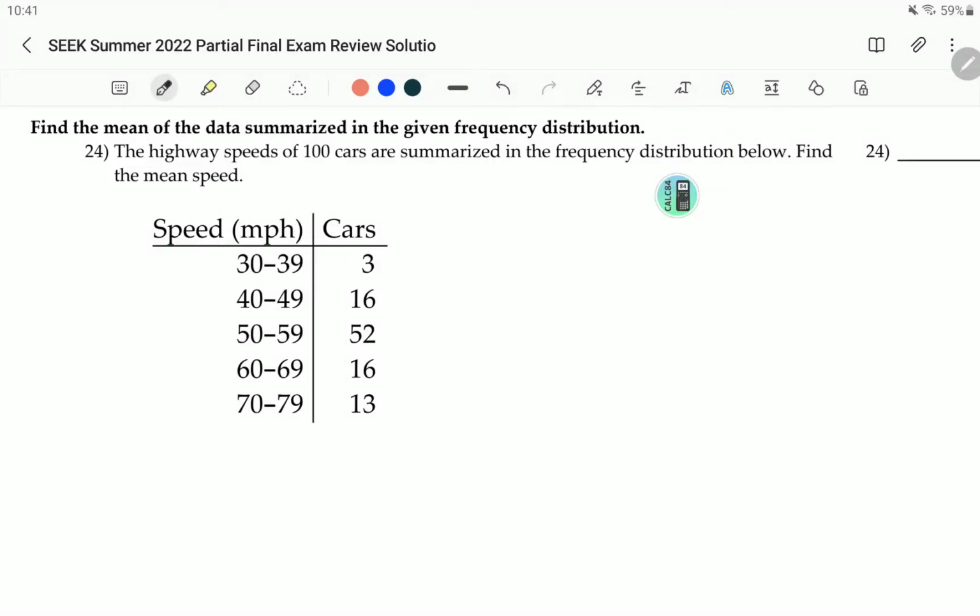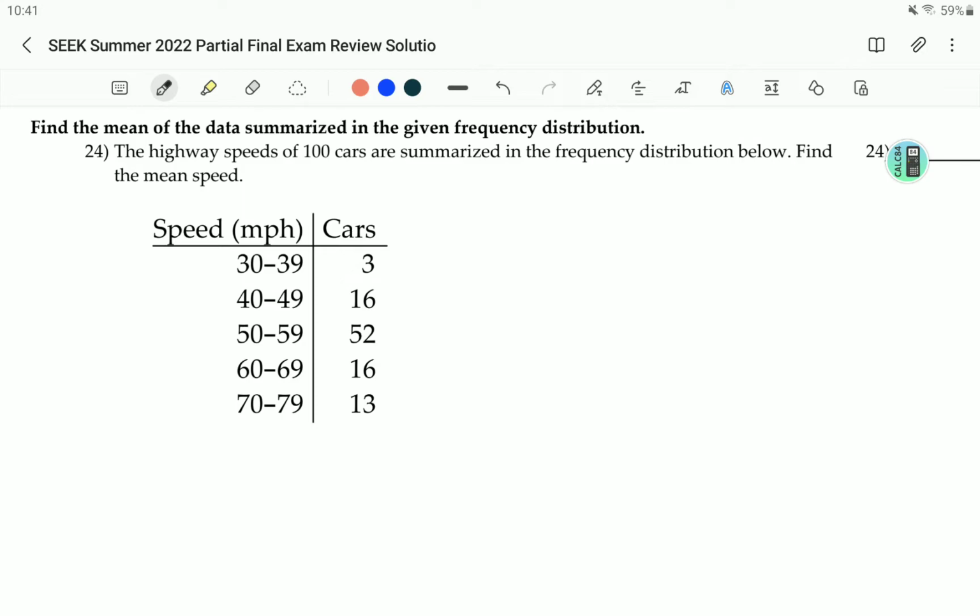Number 24 says, find the mean of the data summarized in the given frequency distribution. It says the highway speeds of 100 cars are summarized in a frequency distribution below. Find the mean speed. Okay, what we're going to do is we're going to do it by hand, and then we're going to do it in our TI-84 calculator.